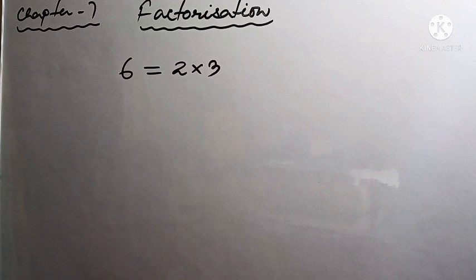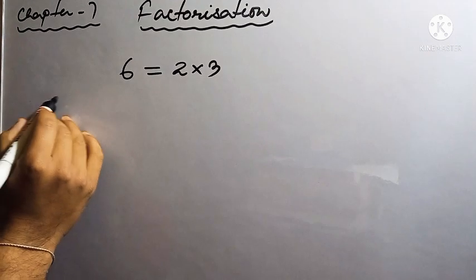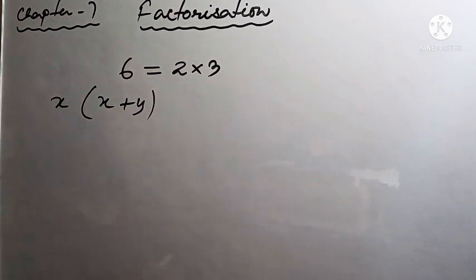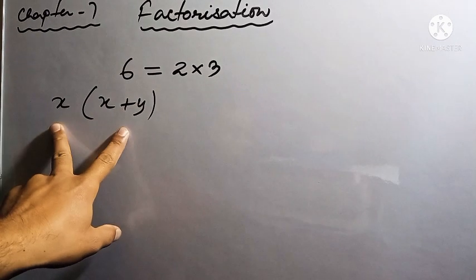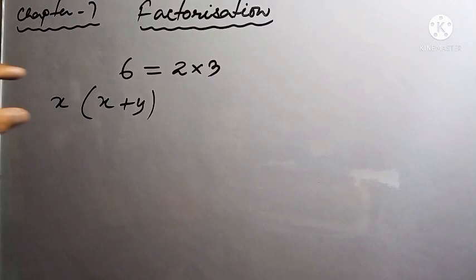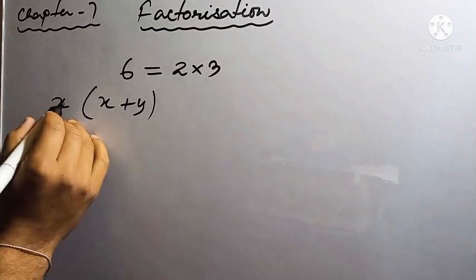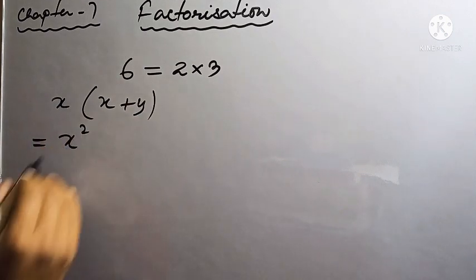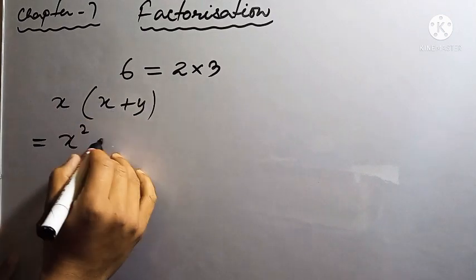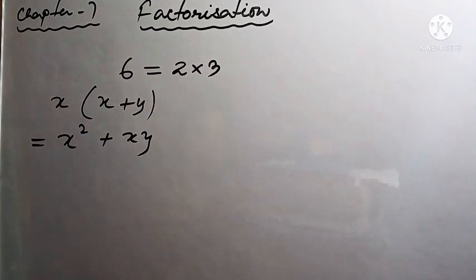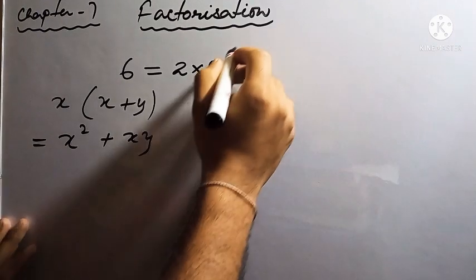Let me write here x, and let me write here x plus y. We're going to find the product of this. I'm going to multiply x and x plus y whole. Let's see how it is. x into x, we have x square. Plus into plus, we have plus. x into y, we have xy. I have done the multiplication of x and x plus y.